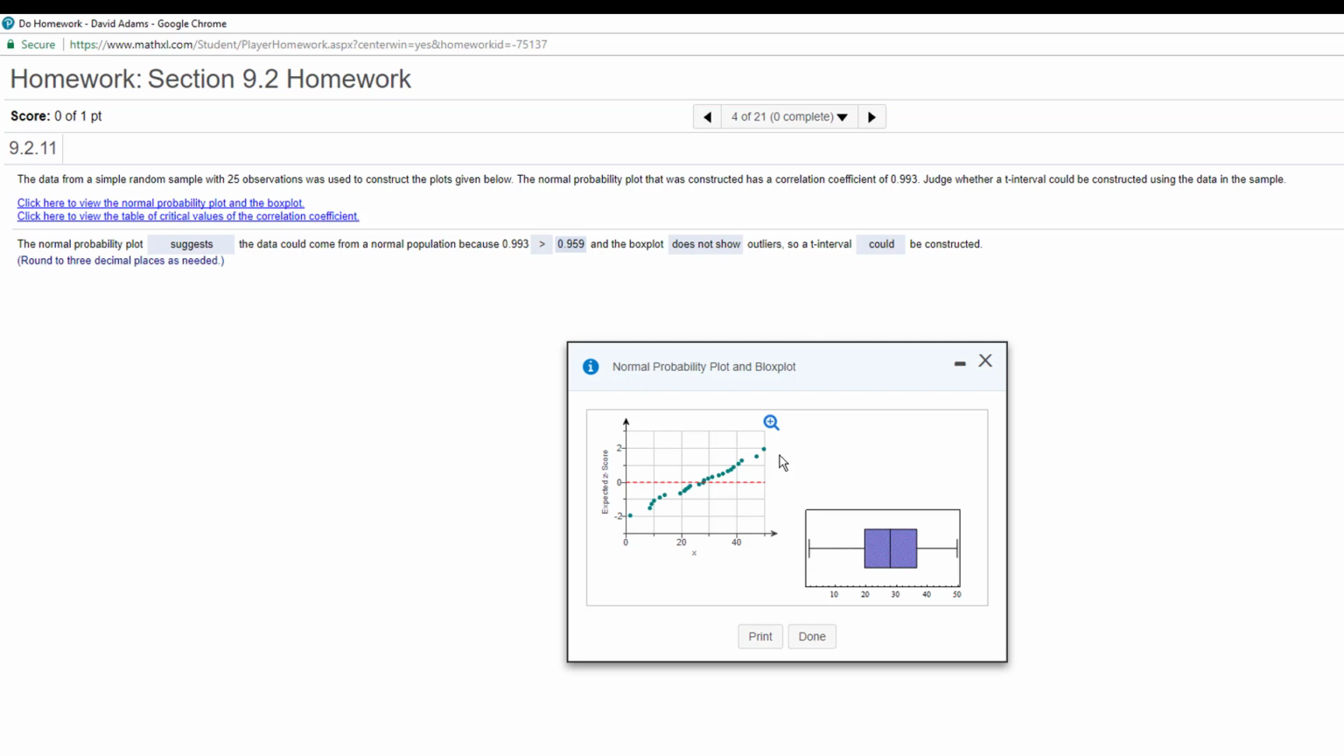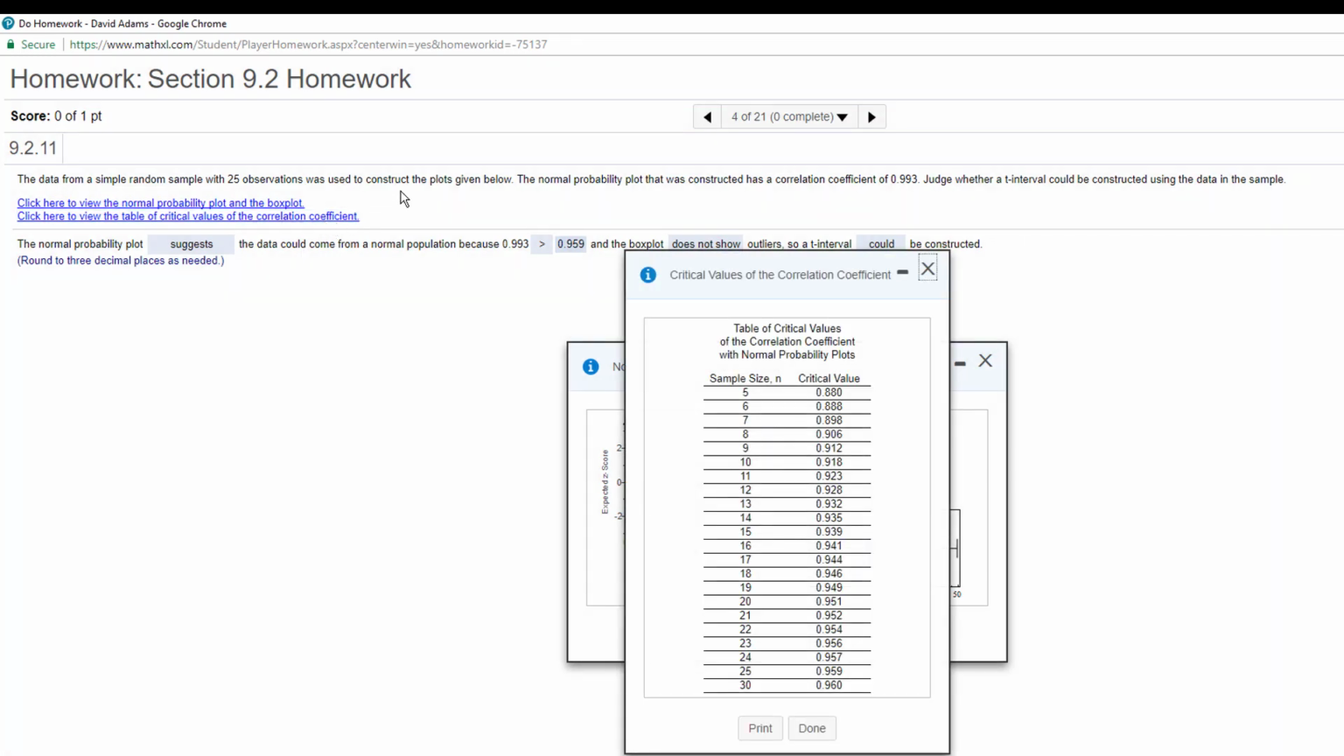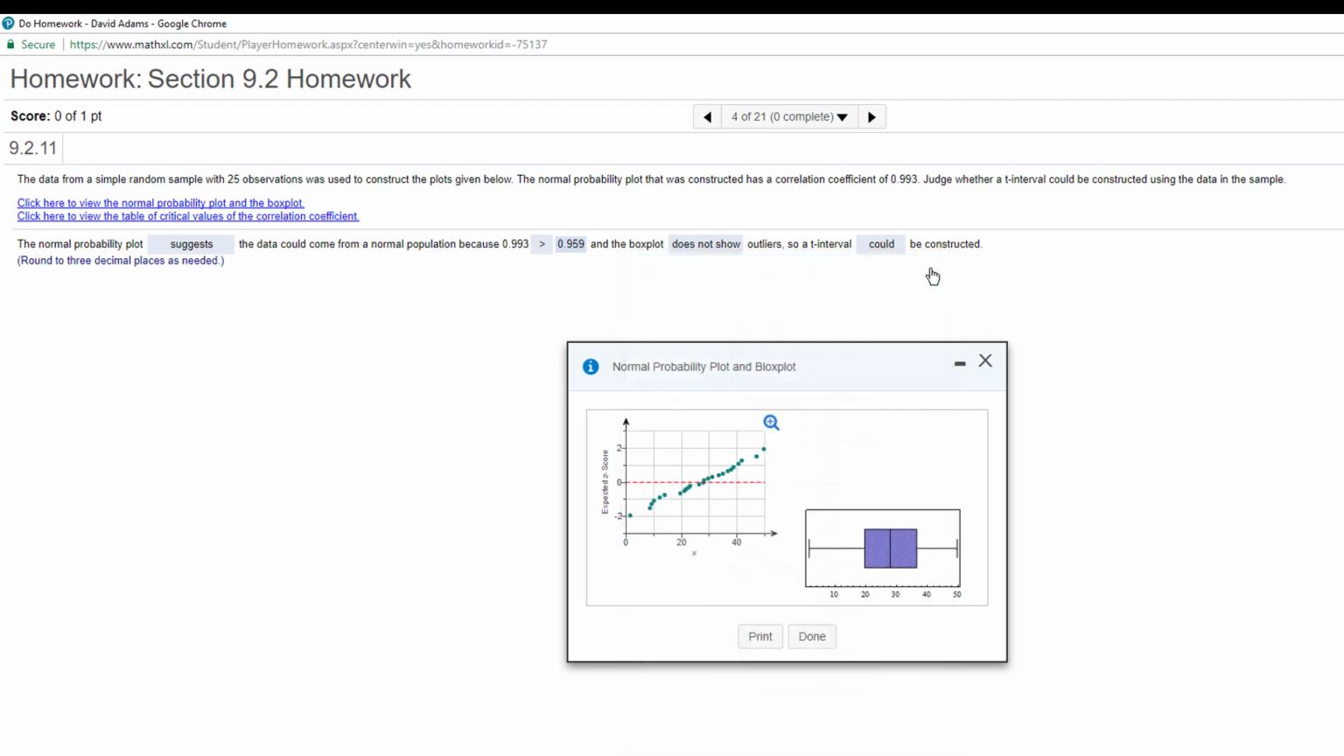And if you remember from section 7.3, we compared the correlation coefficient, here it's 0.993, with something called a critical value. So you open up the table of critical values and you match it to the sample size, 25. And so here the critical value is 0.959. Yes, the correlation coefficient of 0.993 exceeds the critical value, and therefore this normal probability plot is sufficiently linear for us to assume that the parent population is normally distributed.